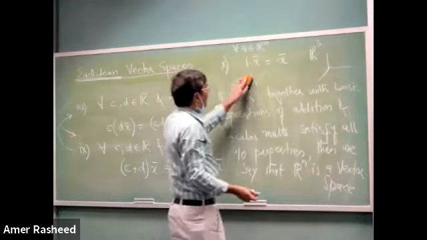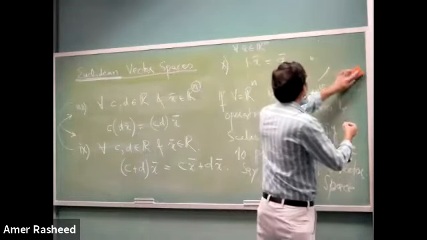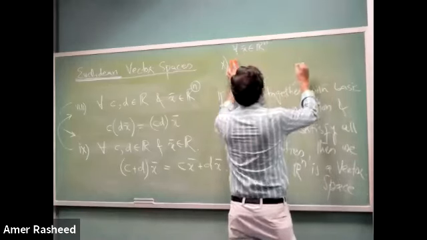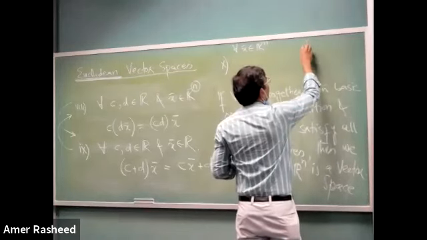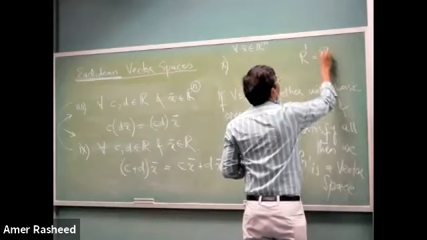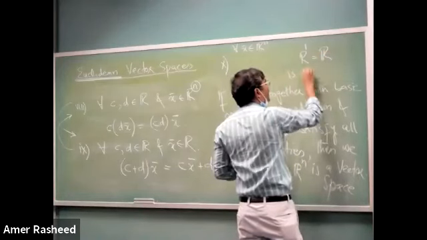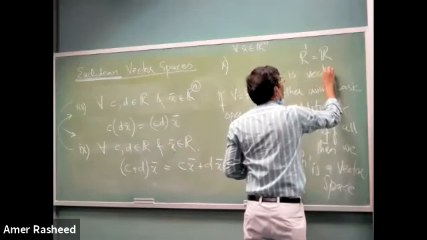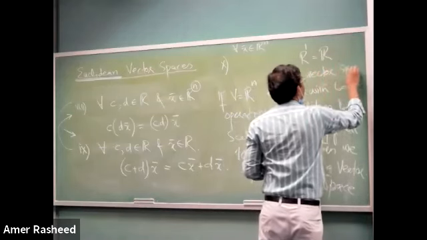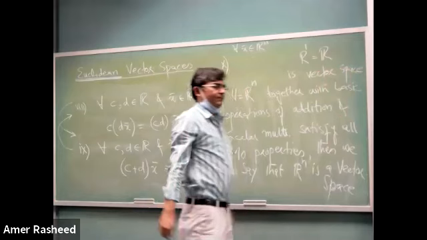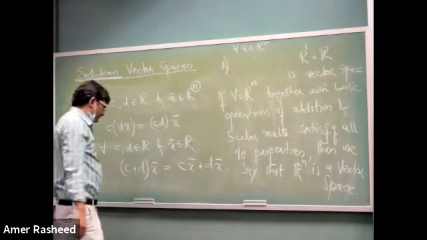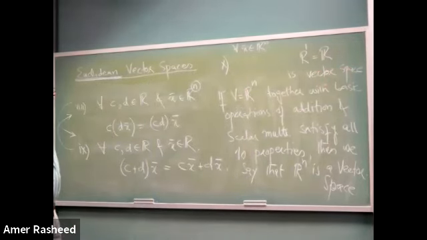Even if n is 1, then R1 means this is a set of real numbers. It is again a Euclidean vector space, or simply a vector space. If you have any question, you can ask me.